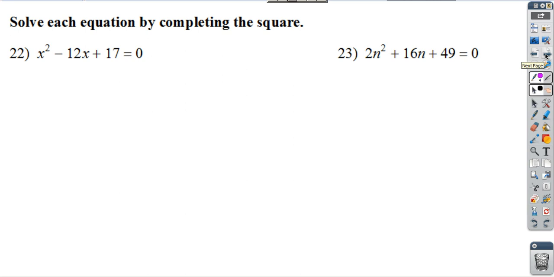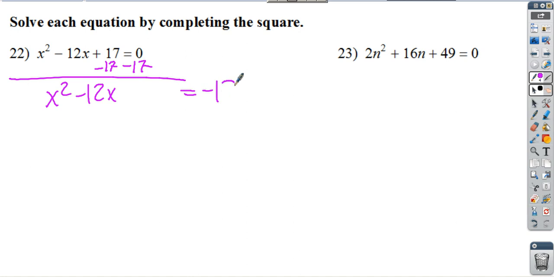So what we want to do here, this is not going to factor number 22, so we want to move this number over so we can get something that we can then complete the square on. Now if we try to complete the square, we'll take half of this number, which is negative 12, and we'll square it. And a lot of people forget to do this. If you do that to the left side, you have to do it to the right side also.